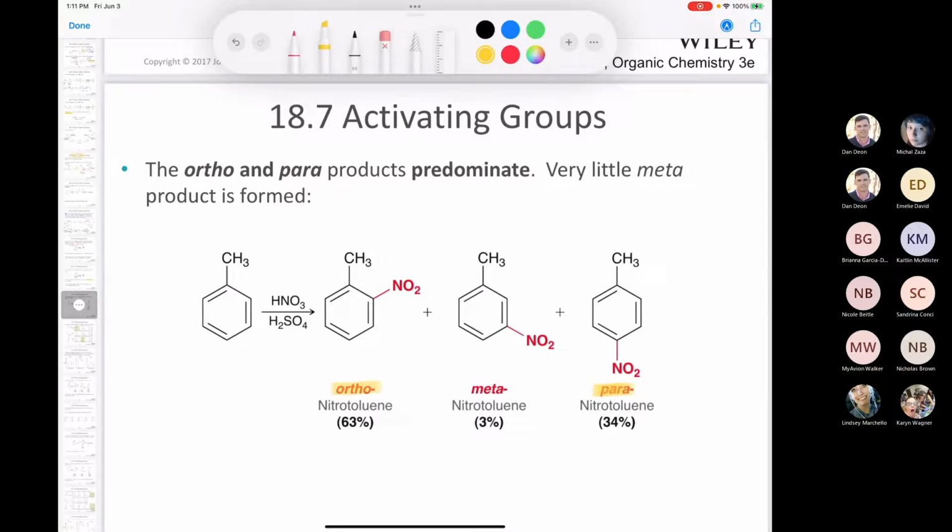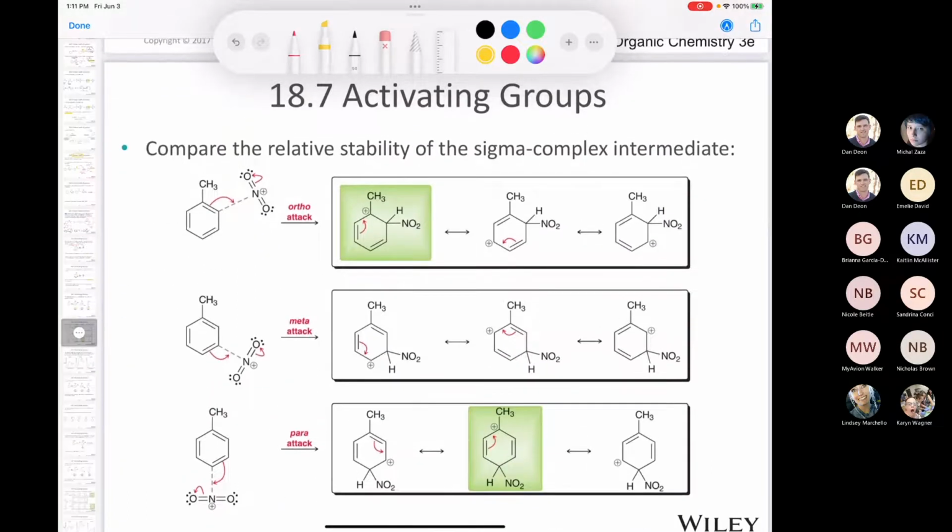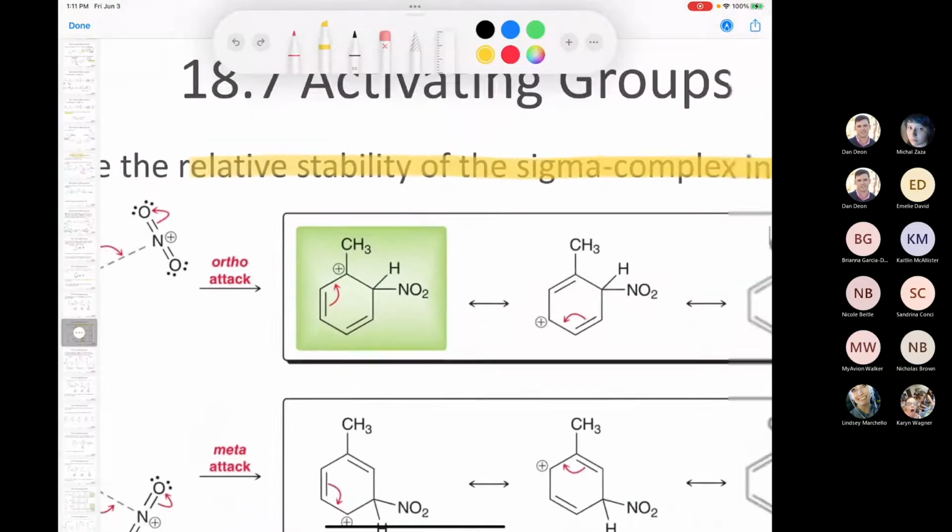This being organic chemistry, we're going to provide a rationale for that, and it's tied to the mechanism. So let's take a look at the mechanism of nitration. What we're going to do is compare the relative stability of the different sigma complexes that we make, depending on whether we have ortho, meta, or para attack. Check this out. If you do ortho attack and we look at the sigma complexes that are formed, all three of these here, you probably noticed that one of them is highlighted in a green box.